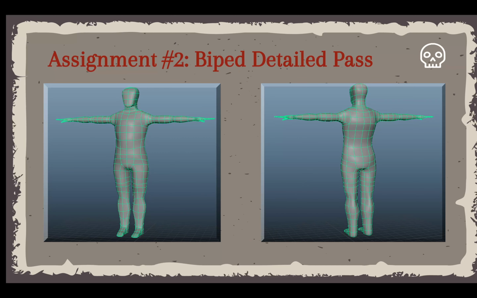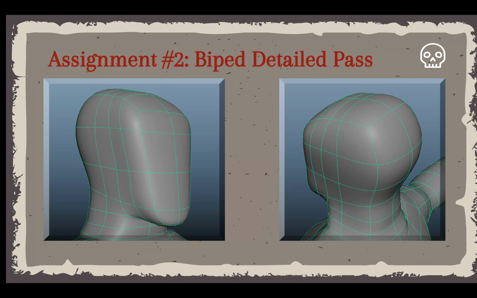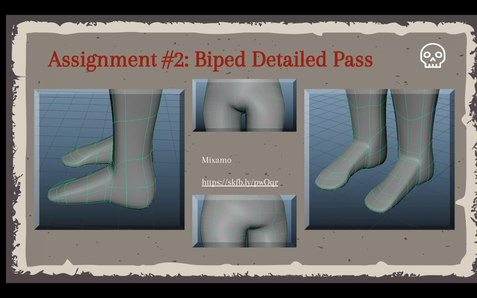Next up is the biped detailed pass. This is when you start to have more fun with your character as you're starting to bring out the details of their body. We're adjusting the vertices here to get out the details such as the cranium shape, the S-curve of the spine, the curves of the fingers, and some more details on the feet and legs. Here we have another closer look at the edge loops of the face and of the groin and feet area, plus a Mixamo model.